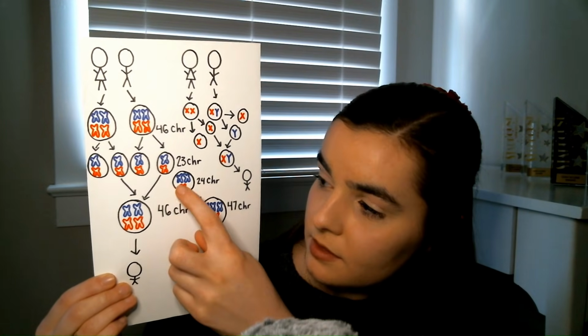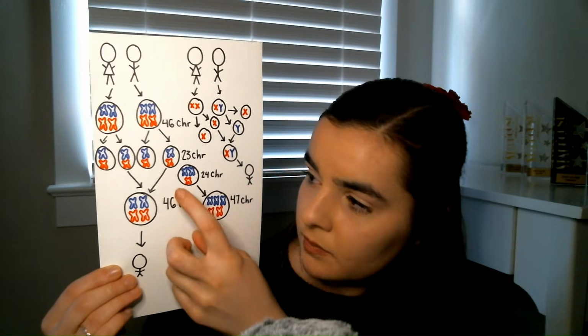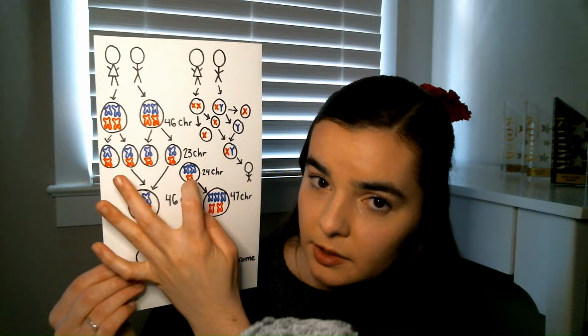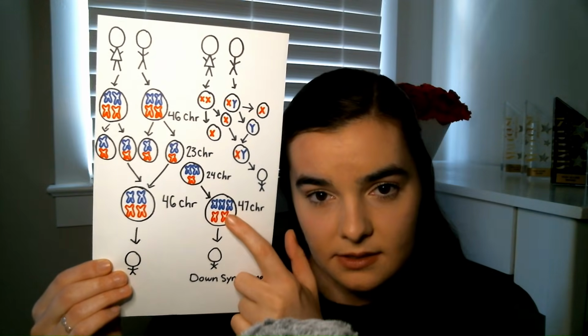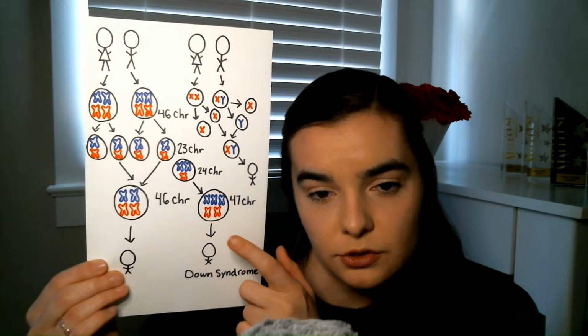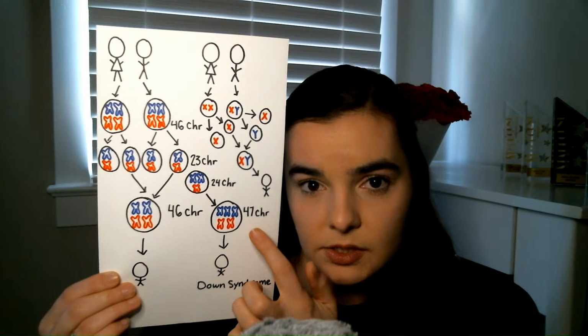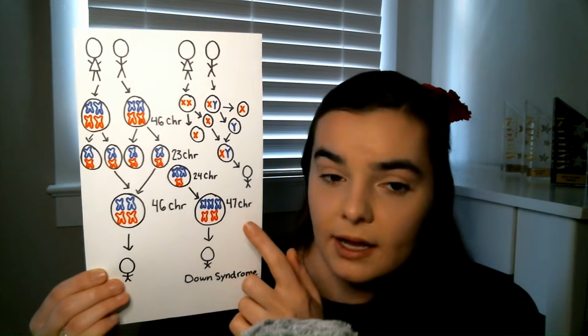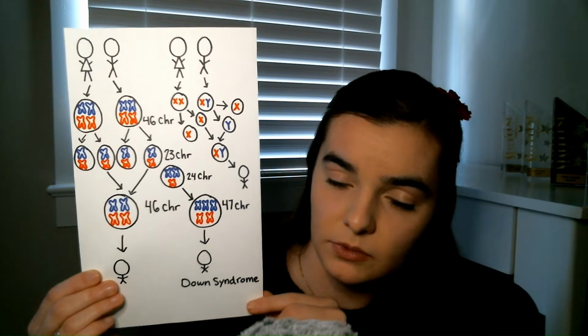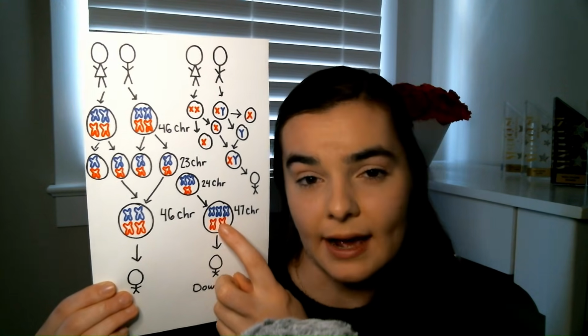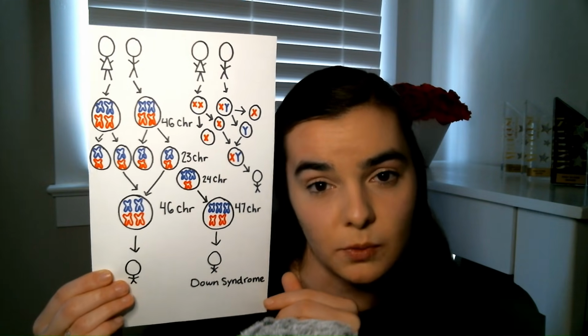And so when this cell, I guess it's a sperm, combines with a normal egg, these 2 cells are going to combine. We're going to get this zygote that has the normal 2 orange ones, but it has 3 blue ones, because 2 from dad and 1 from mom, so now it has 3. And so this cell has 47 chromosomes instead of 46. And in the case of Down syndrome, the chromosome that happened to is chromosome number 21.